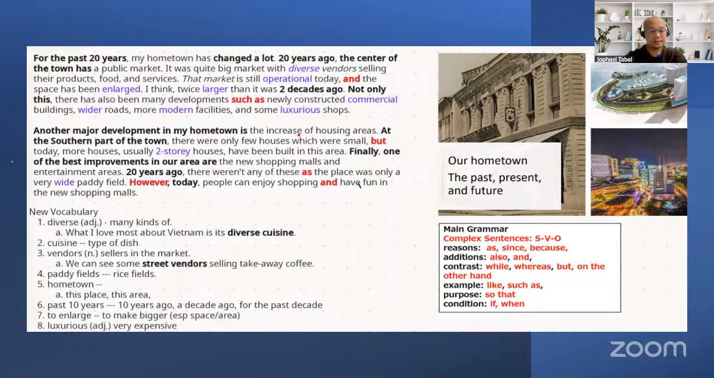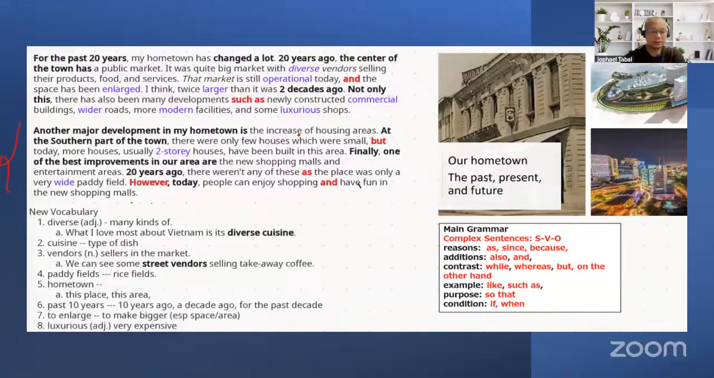And for the second paragraph, another major development in my hometown is the increase of housing areas. At the southern part of the town, there were only few houses which were small, but today, more houses, usually two-story houses, have been built in this area. Finally, one of the best improvements in our area are the new shopping malls and entertainment areas. 20 years ago, there weren't any of these as the place was only very wide paddy field. However, today, people can enjoy shopping and have fun in the new shopping malls, all right?